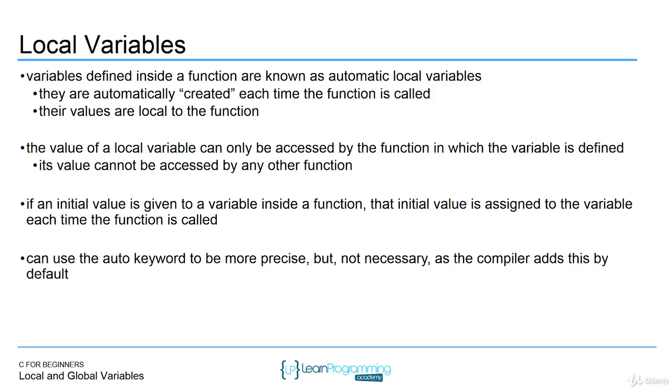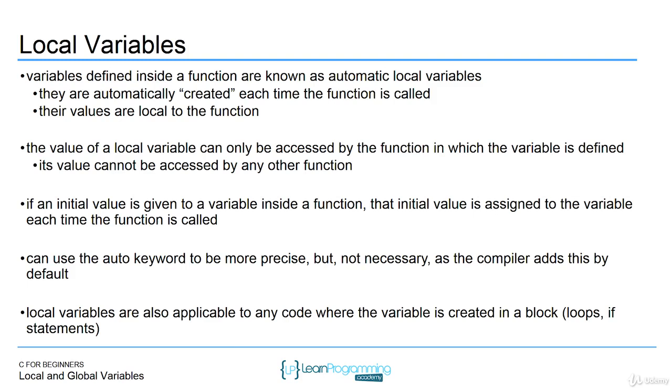You can use the auto keyword before the data type, but it's not necessary. It does make it a little bit more precise. The compiler is going to add it by default if you don't include it, but if you do include it, it's just going to make it more precise. So it's called an automatic local variable. There is a keyword named auto in C, but you don't need to provide it. It's provided by default. And that's why you don't see it in a lot of examples where variables are being defined and declared inside of a function.